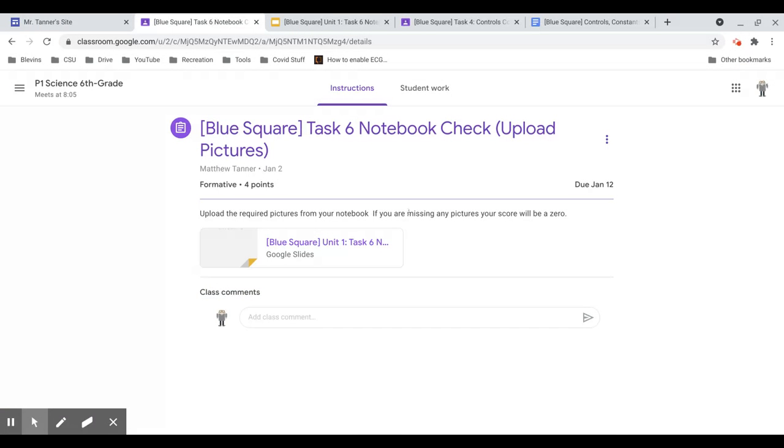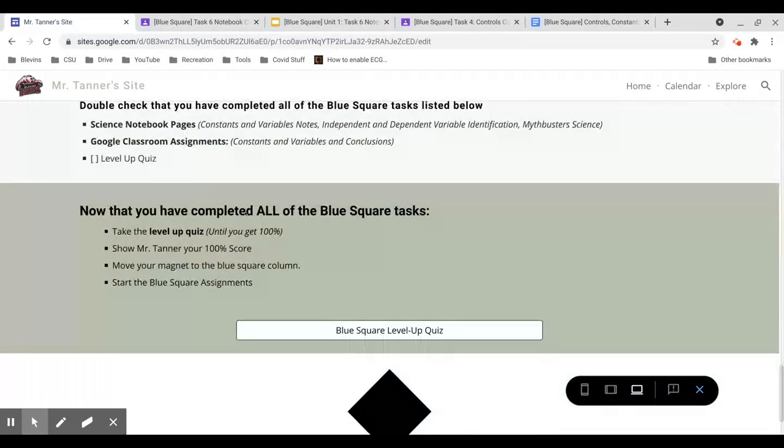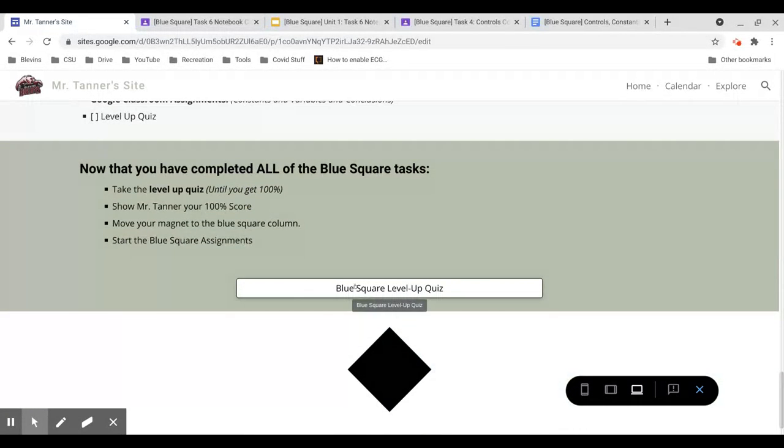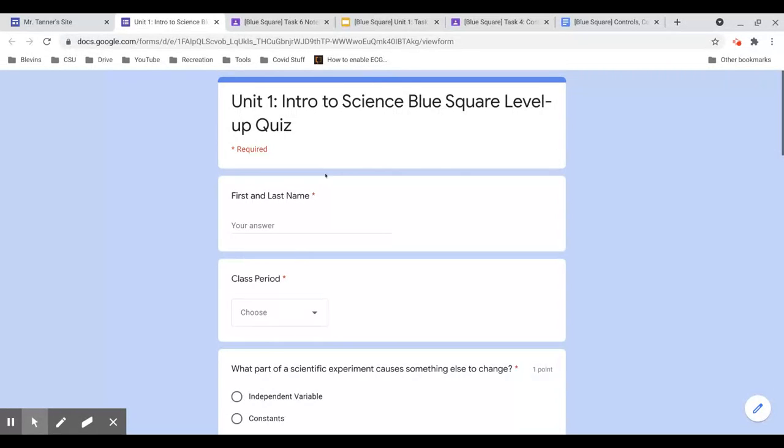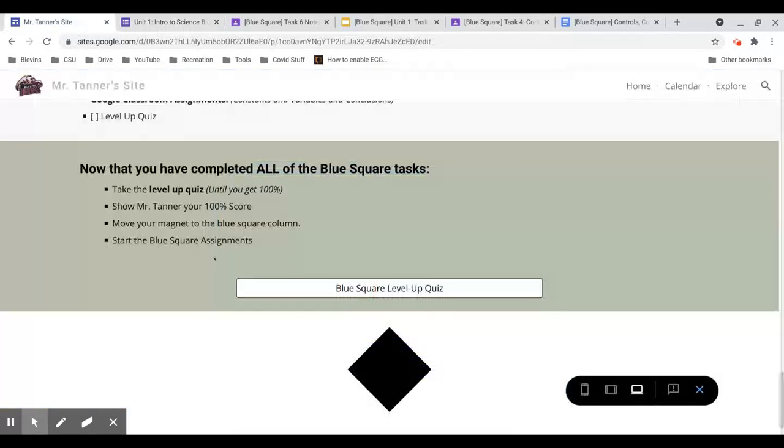After you've added all those pictures and turned it in, by the way, notice again, if you are missing any pictures, your score will be a 0. So you need to have all the pictures. After you've turned that in, take the level up quiz. The button will take you right to the quiz. Once again, you need to get 100%. If you do not get a 100% on the blue square and then you continue and start your black diamond assignments, I will not score any of those black diamond assignments. They will all be zeros because you did not get a 100% on the level up quiz.